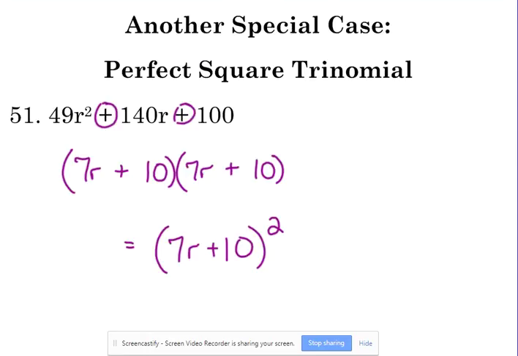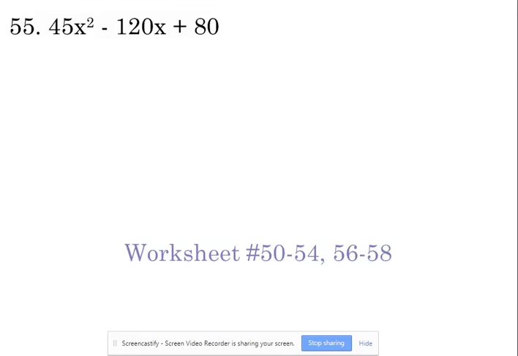Okay, let's look at, and I probably have this one misnumbered. That's probably not 55, is it? Or is it 45x squared? It is 55? Okay, so let's look at number 55 as well.